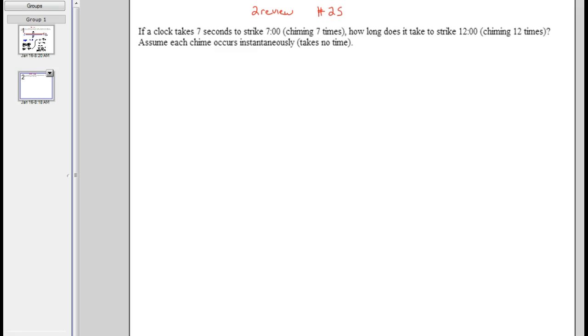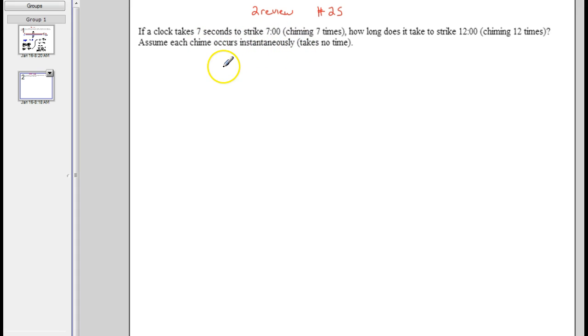Alright, 143 class, this is an example from your Chapter 2 review, problem number 25. It says a clock takes 7 seconds to strike 7. Alright, how long does it take to strike 12? Alright, assume each chime occurs at 6.